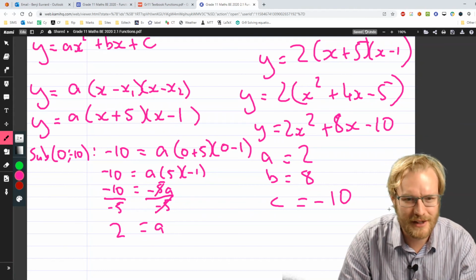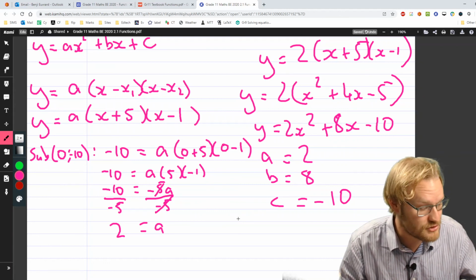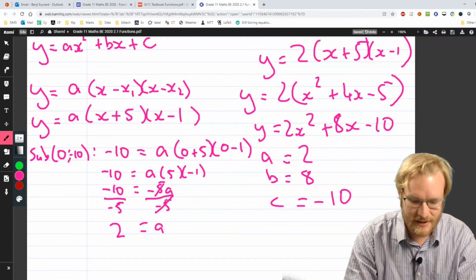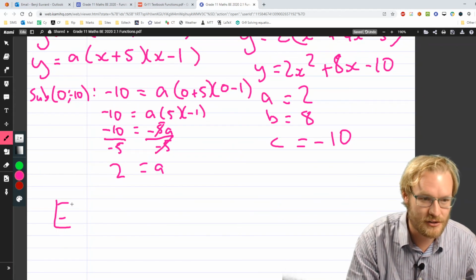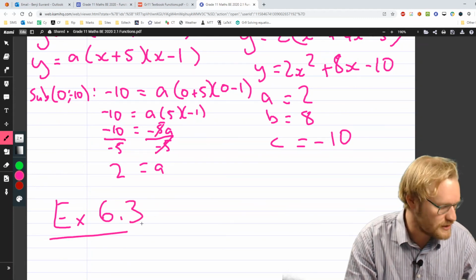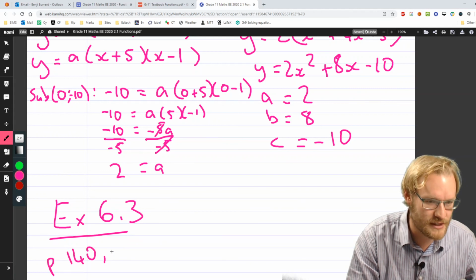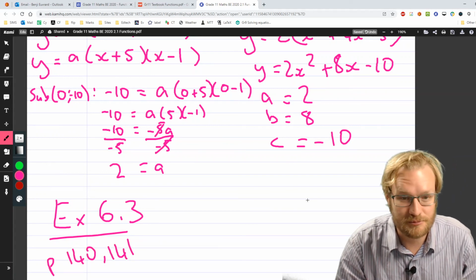Okay, hopefully that's somewhat helpful. I must write down which questions you need to do from exercise 6.3. I'll add that to this document as soon as I finish this recording, so it's ready for you. But it's going to be exercise 6.3. This is on page 140 and into page 141.